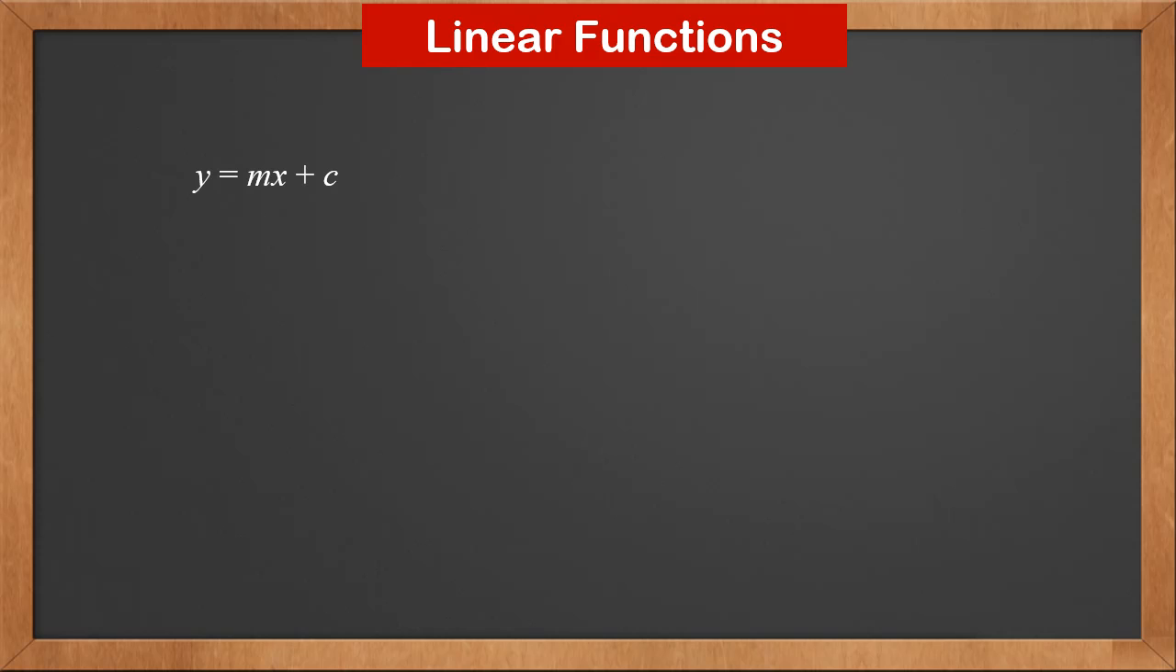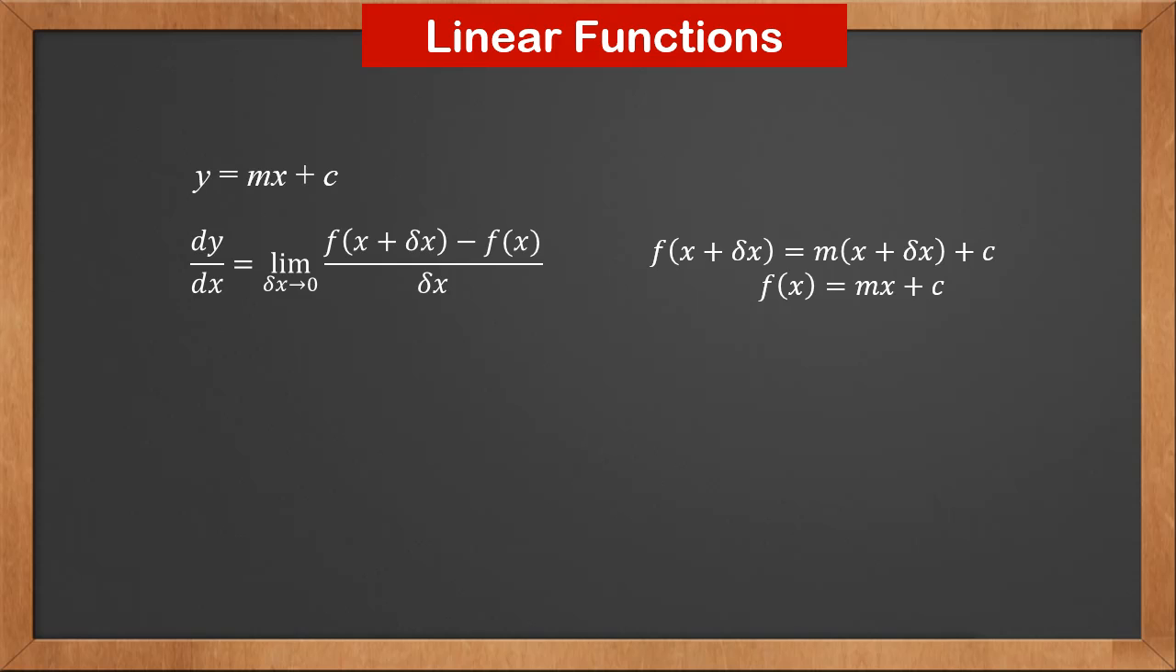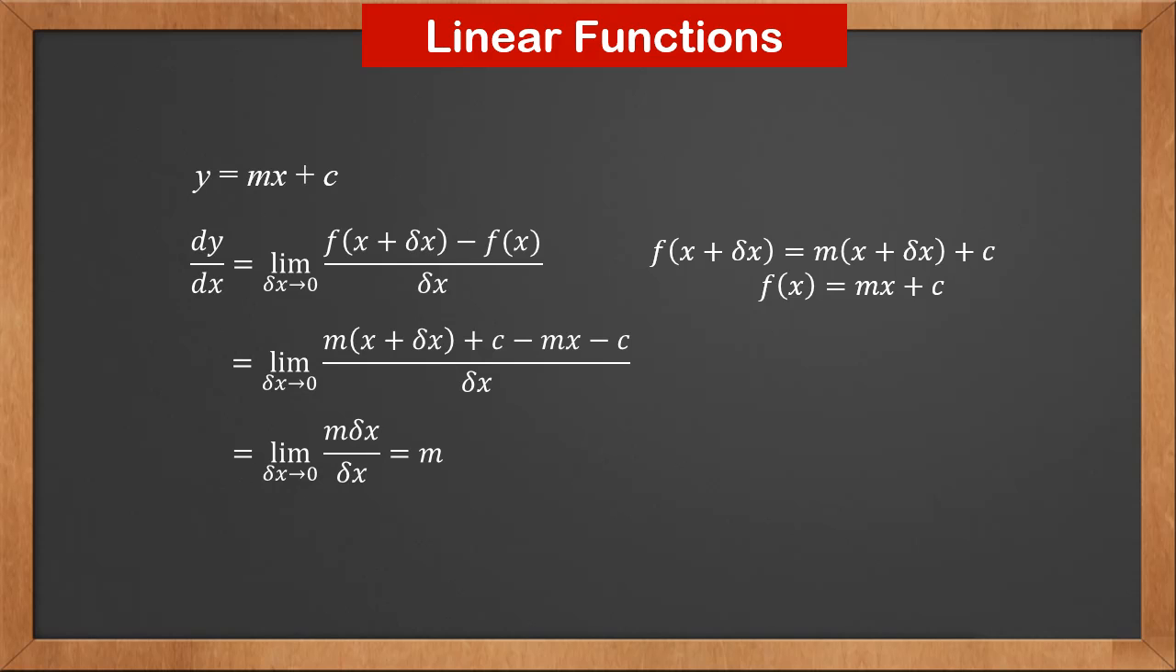A linear function is y equals mx plus c. Using the first principles, we know dy over dx is the limit of f of x plus delta x minus f of x over delta x when delta x approaches 0. F of x plus delta x is m times x plus delta x plus c. F of x is mx plus c. So the numerator is m times x plus delta x plus c minus mx minus c. This is m delta x. Delta x gets cancelled. So the limit is m. Therefore, y dash is m. The derivative of a linear function is its gradient, which is a constant.